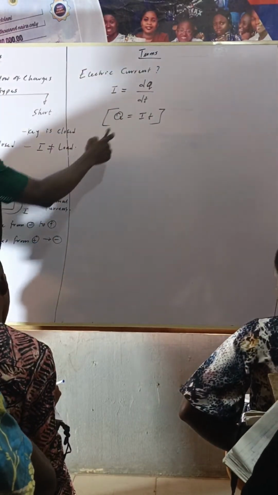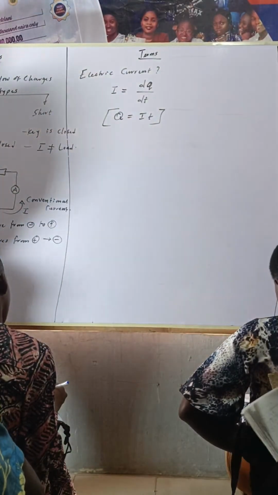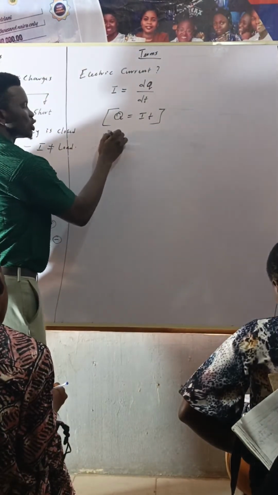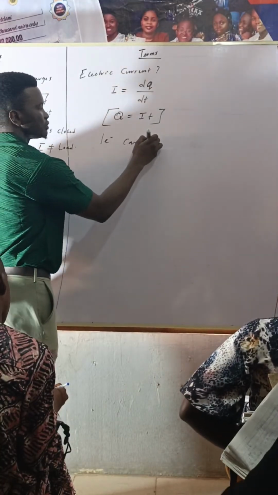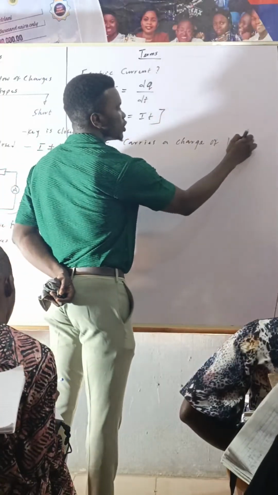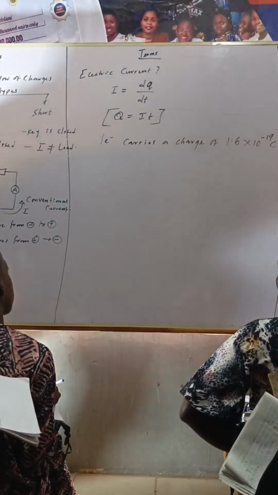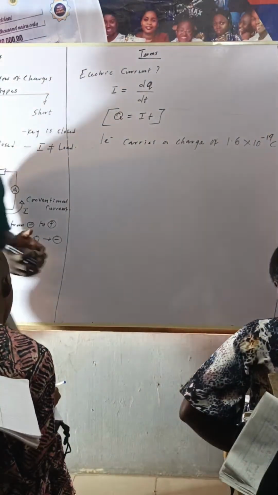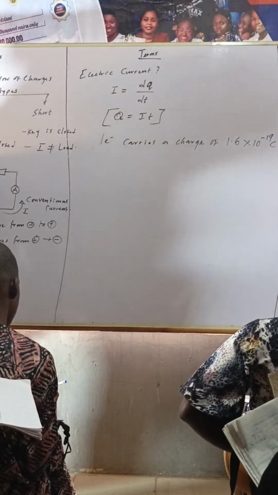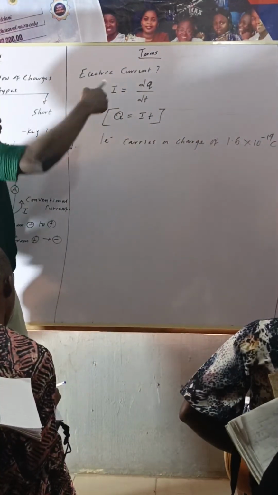Now another thing you need to know is that what determines the amount of current depends on the number of charges. One electron, from basic chemistry, carries a charge of 1.6 times 10 raised to the minus 19 coulomb. So just one electron that is moving, it's moving with this amount of charge. How about if I have 23 electrons? You know there will be more charges. So now, how do you know the number of charges carried by several electrons?